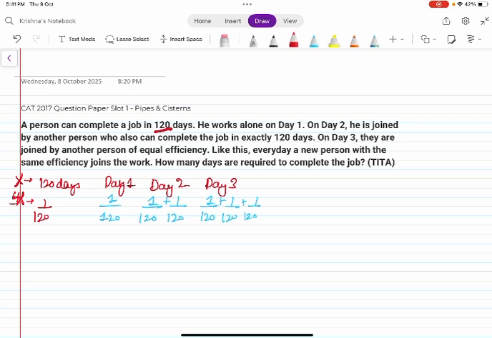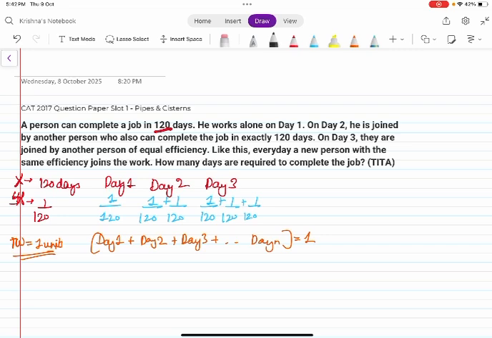That means the total work that needs to be done is nothing but 1 unit. So what we will do is add the work done on day 1, work done on day 2, work done on day 3, plus work done on day n, and that should be equal to 1. This is the main logic behind it, and we need to calculate the value of n, that is, how many days are taken to complete the work.